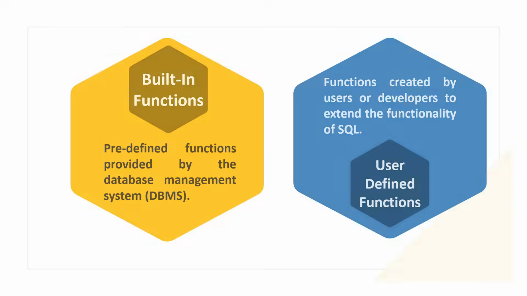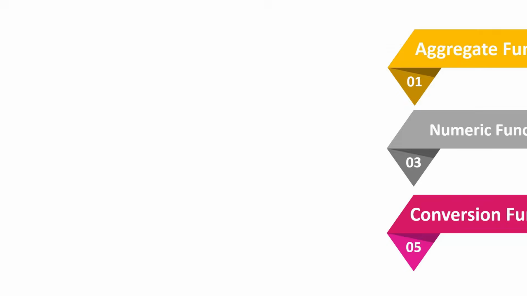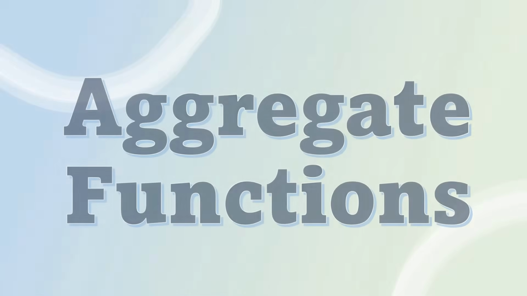Now let's talk about the SQL built-in functions. Majorly there are 5 types of SQL built-in functions, which are aggregate functions, string functions, numeric functions, date and time functions, and conversion functions. We will discuss each of them one by one. The first is aggregate functions.